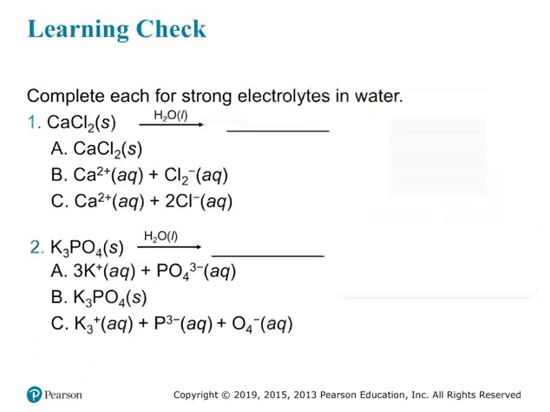So let's do a quick learning check. Let's complete each of the following equations for strong electrolytes in water. Remember, strong electrolytes dissociate completely in water. If you want to try this on your own first, see if you can figure out what the products would be after these strong electrolytes dissociate. Then you can unpause the video and we'll go over them together.